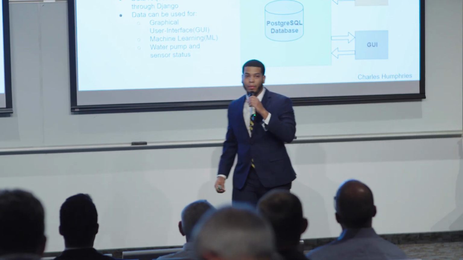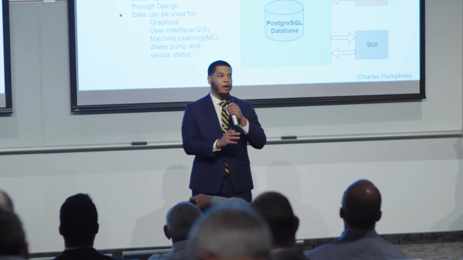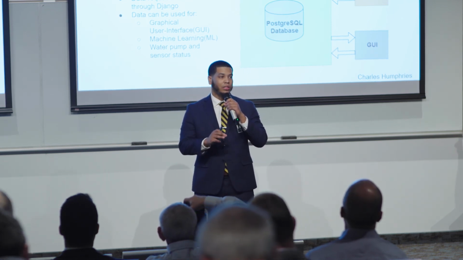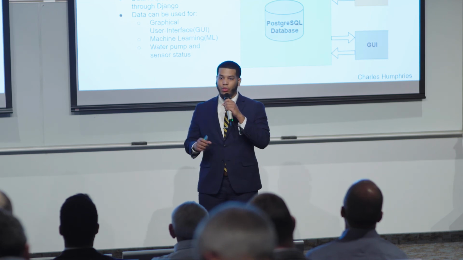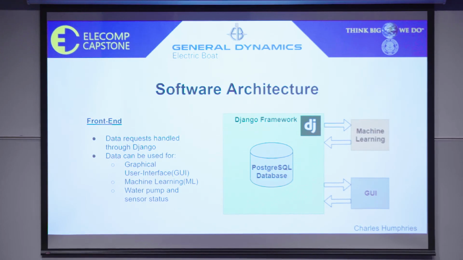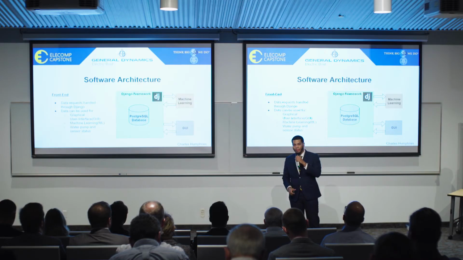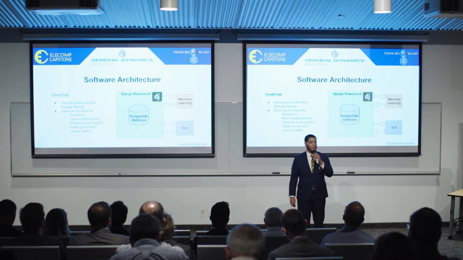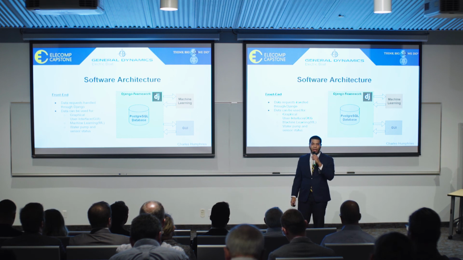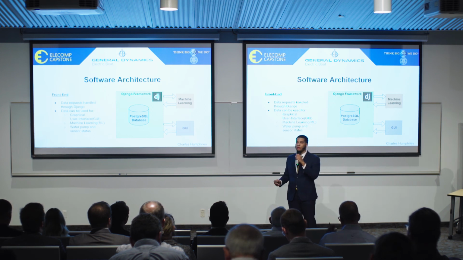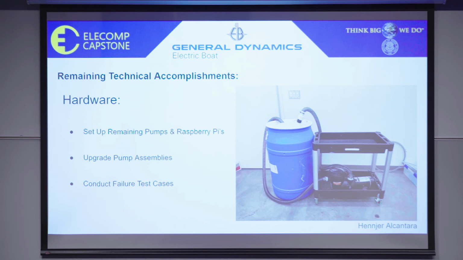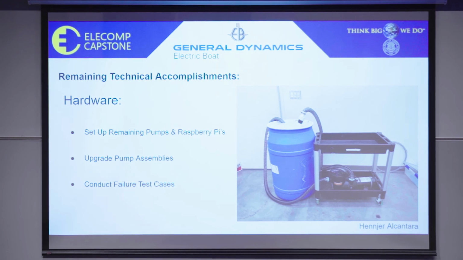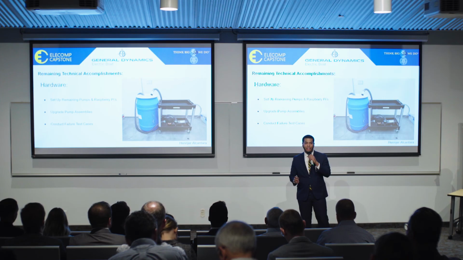To sum it up, we currently have a water pump with sensors installed, which is communicating to the Raspberry Pi. We have a database, which is gathering all the data and storing it. And we have the graphical user interface. However, in order for us to achieve the anticipated best outcome by the end of next semester, we have a few technical tasks left. Hardware-wise, we would like to set up the remaining pumps with Raspberry Pi. Ideally, we want to have 4 pumps running at the same time.